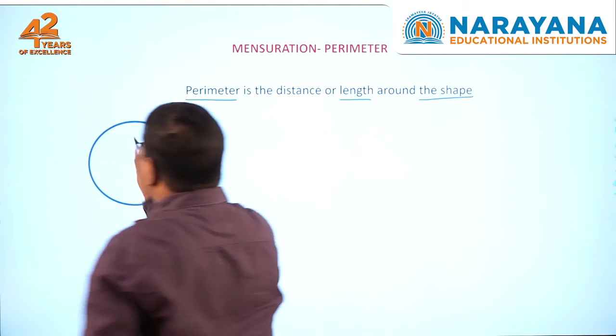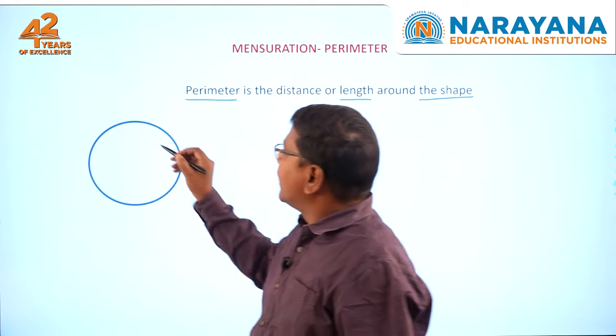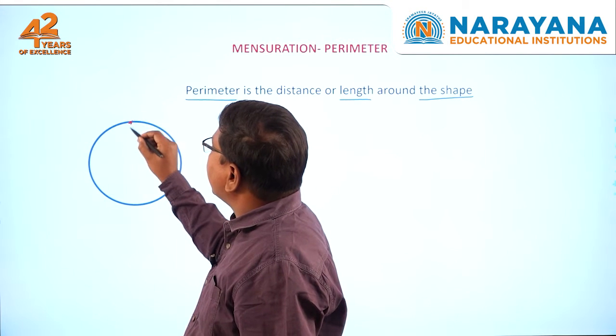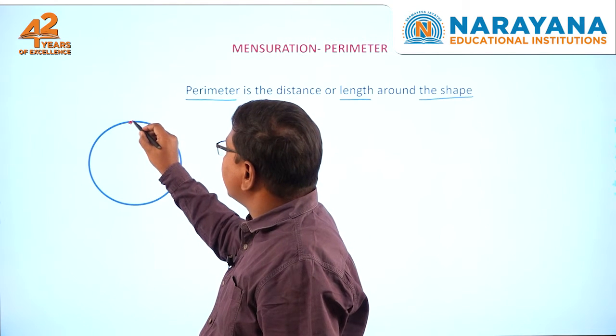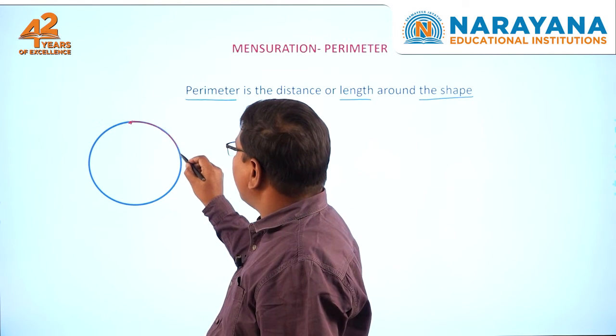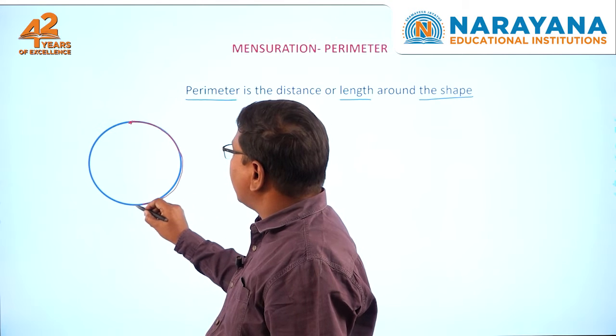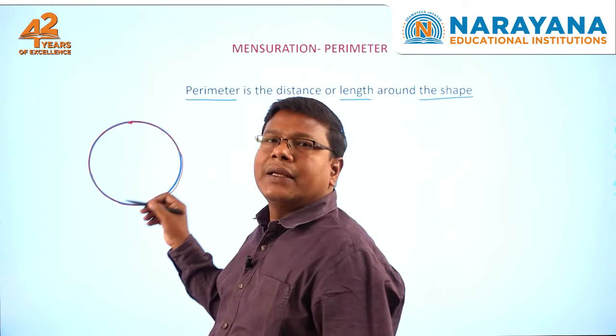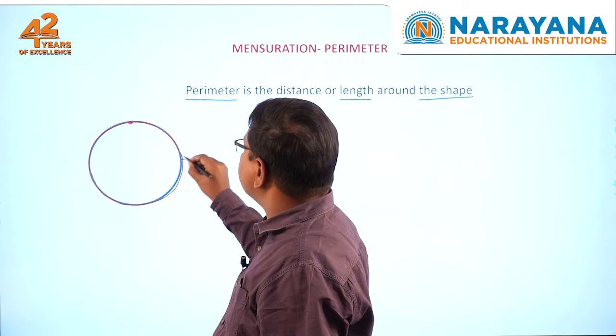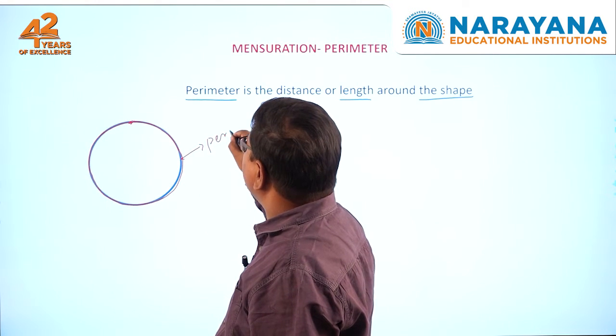How will you get the perimeter? If you walk around it, the boundary. Suppose you started here, okay. You are walking around along the boundary of the circle, right. This total length or the distance you are walking along this circular path gives you the perimeter of the circle, right.